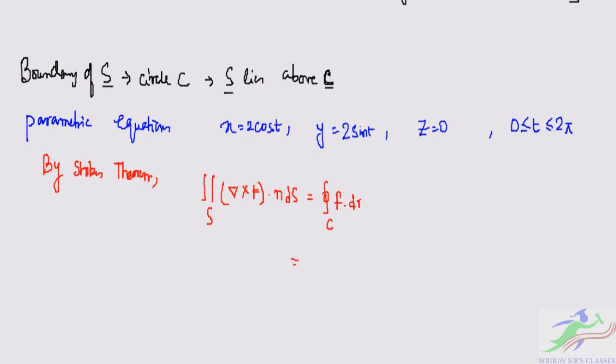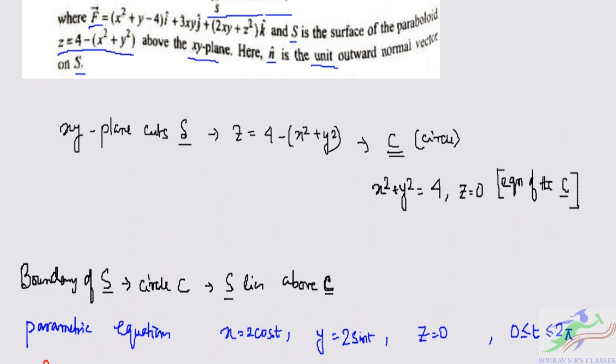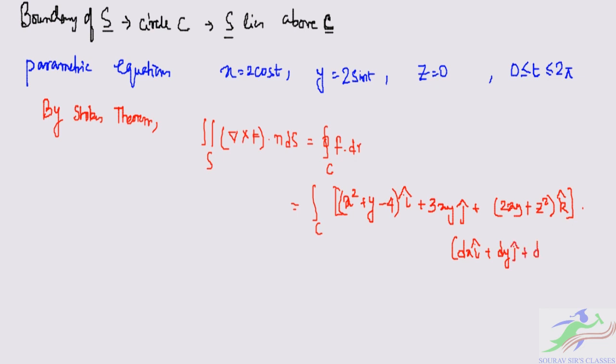Now f is given as (x square plus y minus 4) i plus 3xy j plus (2xz plus z square) k, and dr is equal to dx i plus dy j plus dz k.